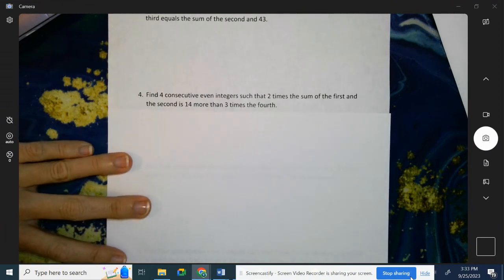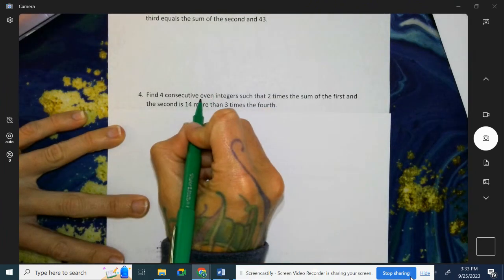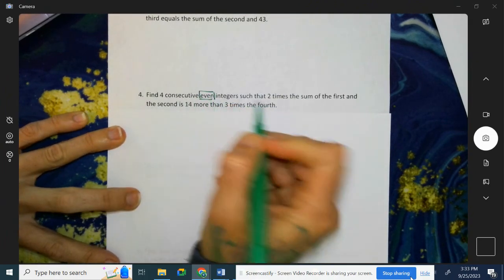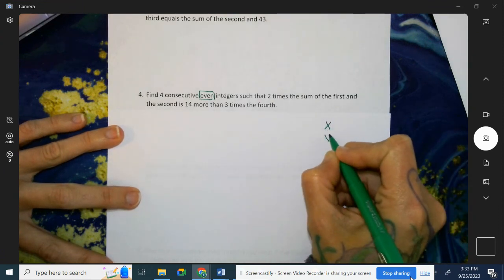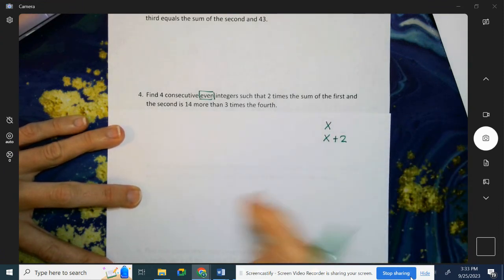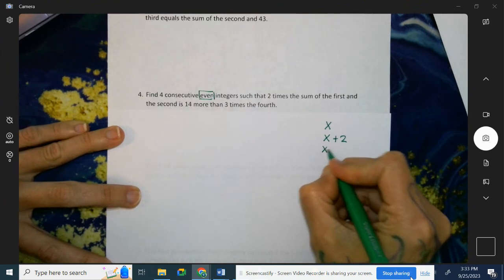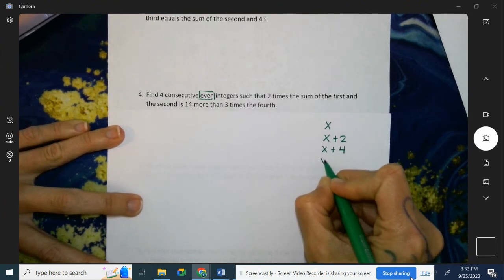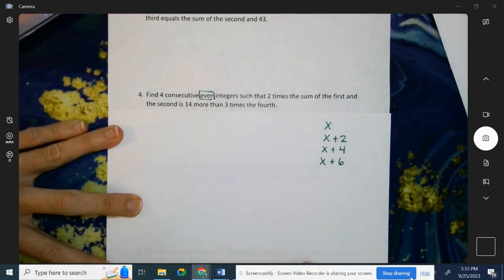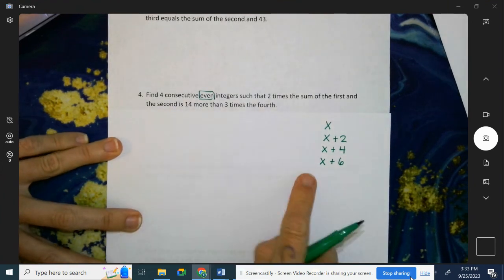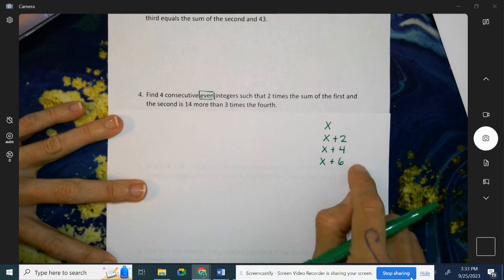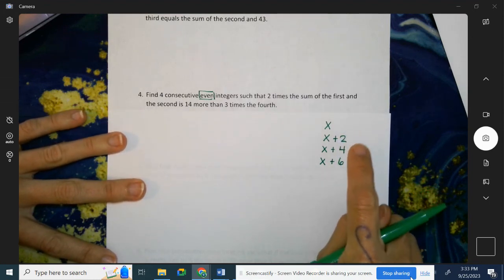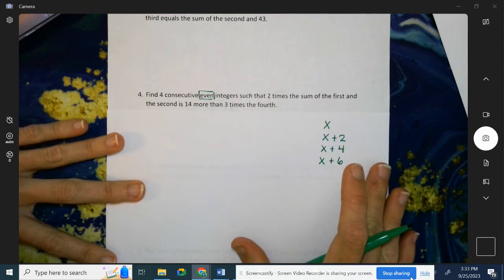First and foremost, 4 consecutive even. Always be looking for the even and odd because that matters. So our first number is x, our second number is x plus 2 because that's how we get for every other number, x plus 4, and x plus 6. Now, that's 4 consecutive even integers. So if I have 6, 8, 10, 12, or you started at 20, 22, 24, 26, that's what we want to be set up as.